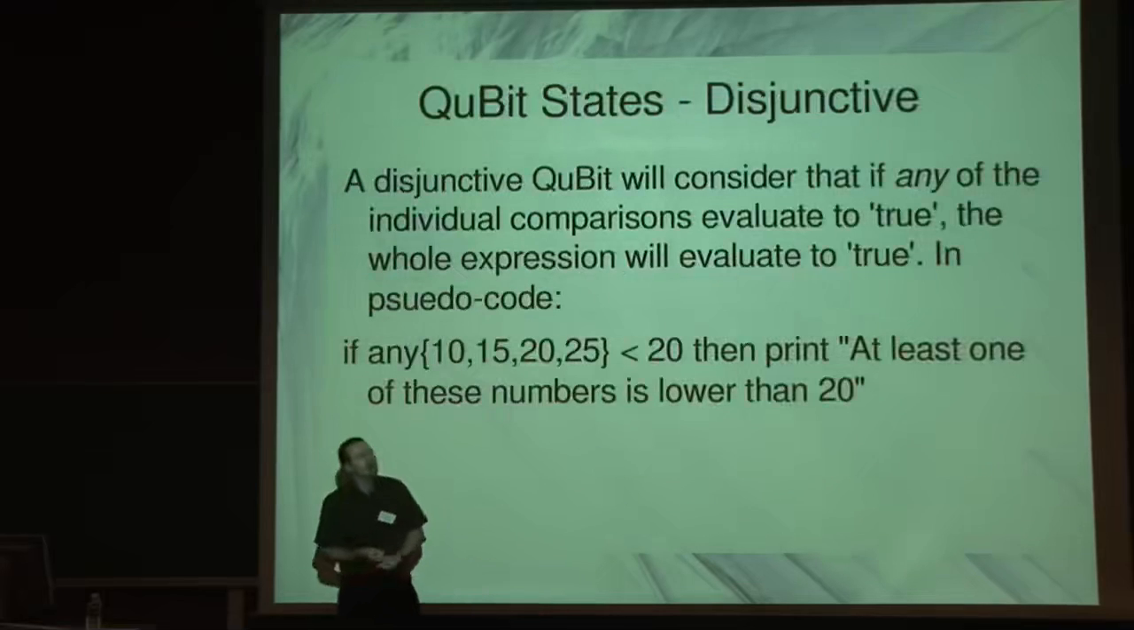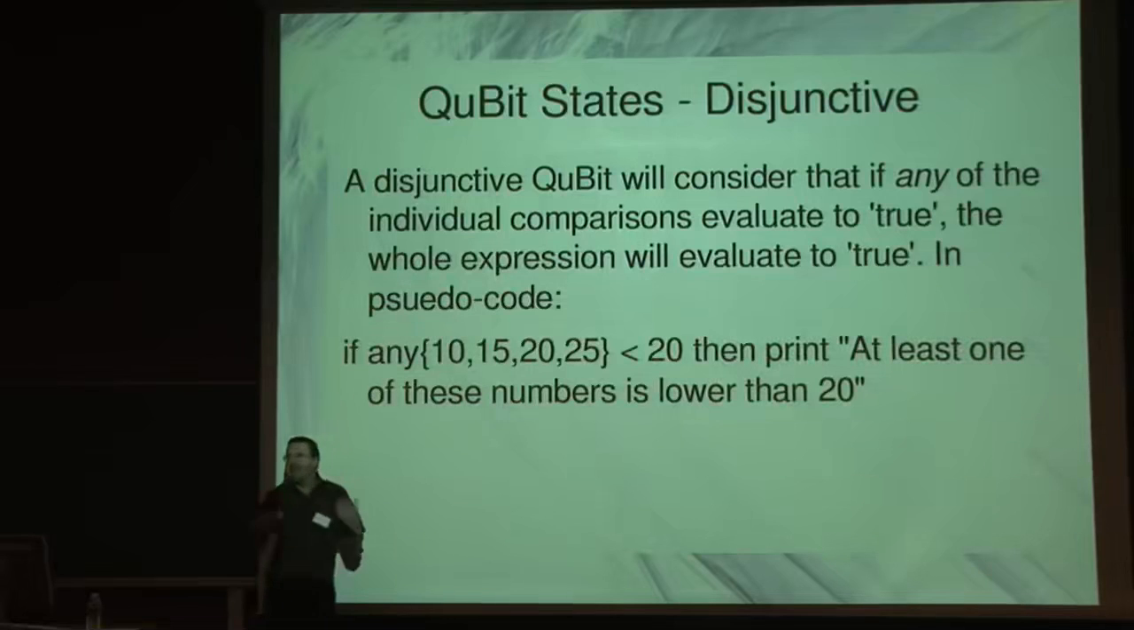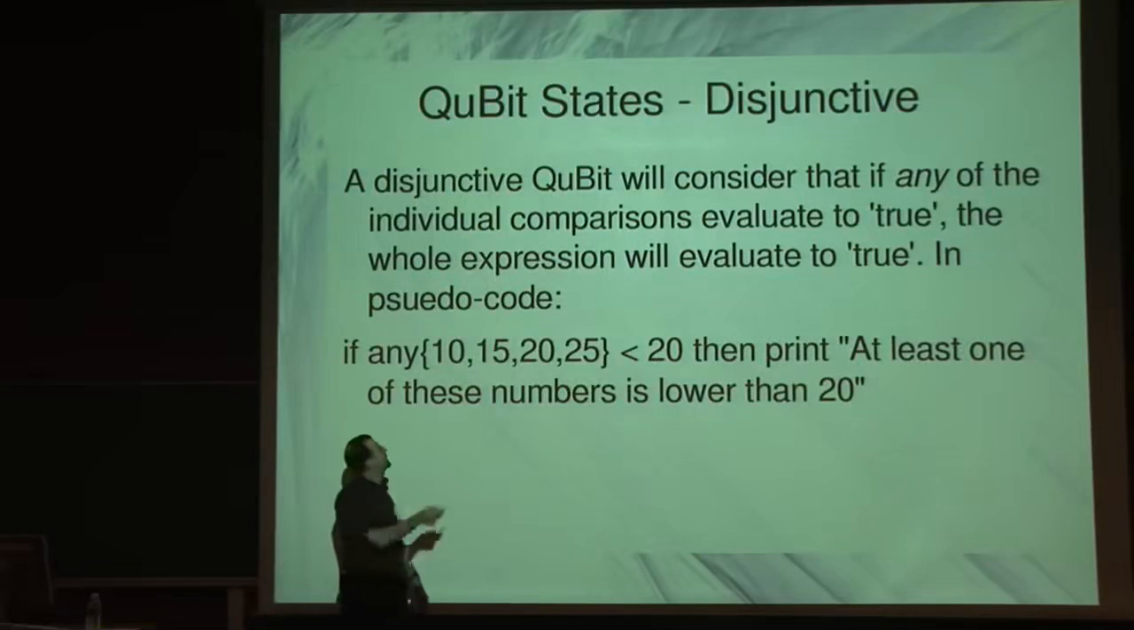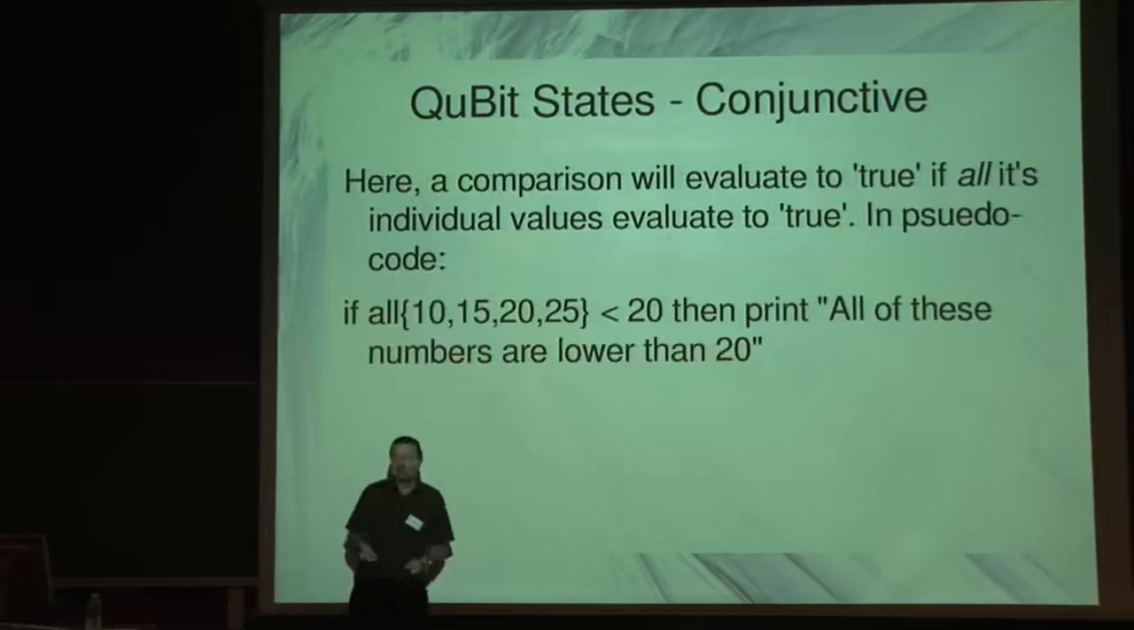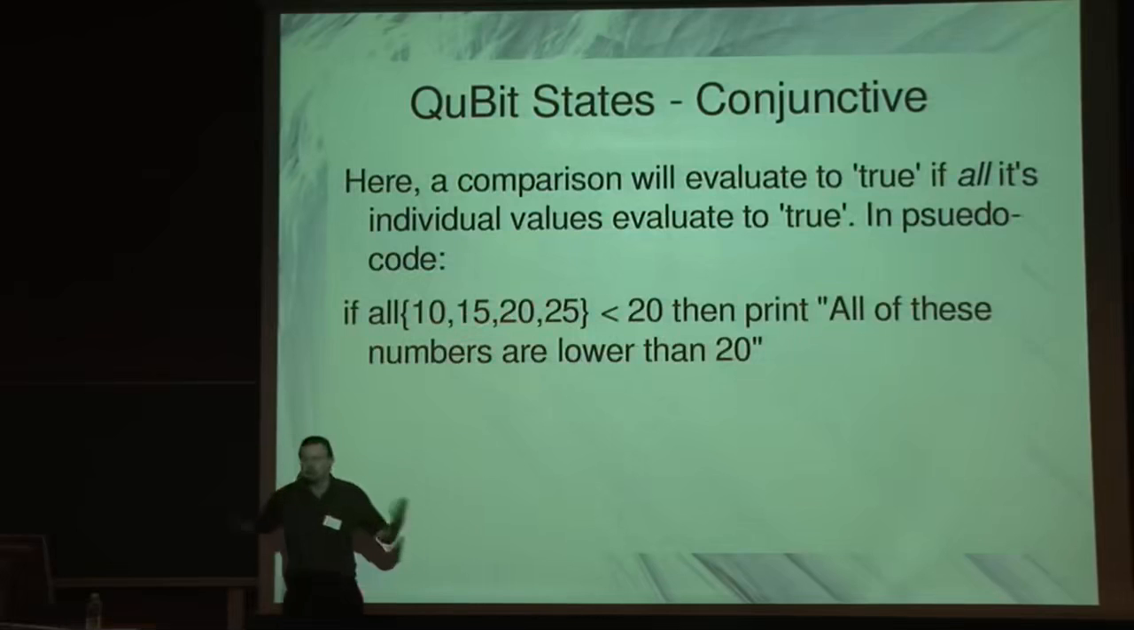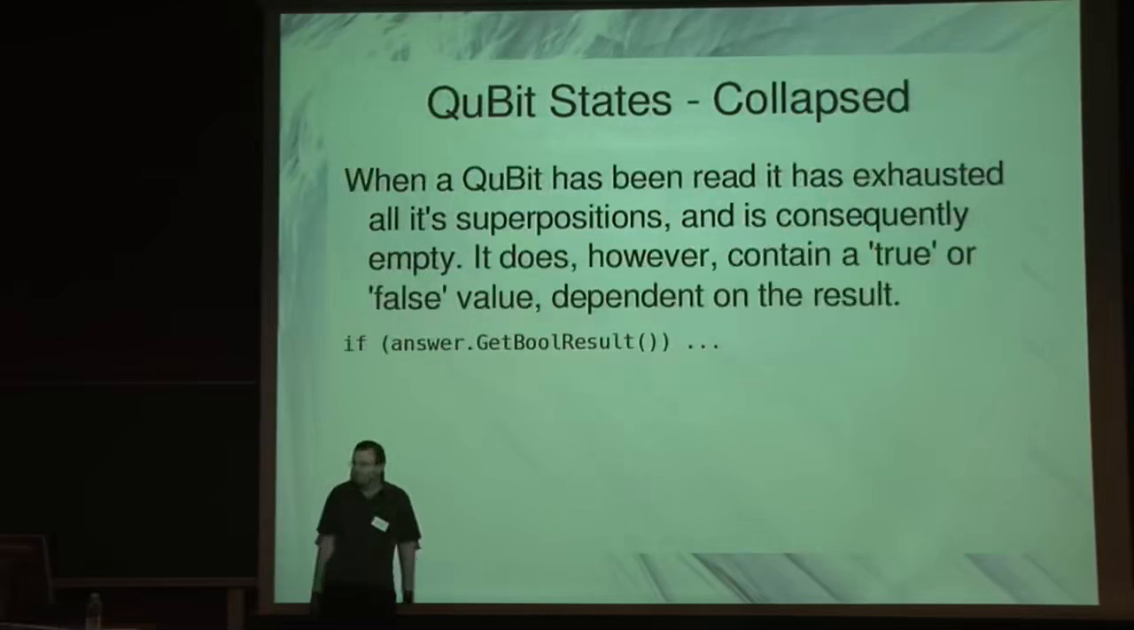So, disjunctive states, that's the "any". If any of the numbers within a particular set are less than 20, then at least one of these numbers is less than 20. We don't know which one, because by the time we have a look at the answer, it's disappeared. But we know at least one of them was less than 20, and that might be good enough. Conjunctive, that's our geeky term for "all of them". So all of these numbers will have to be less than 20 in order for the result to be true.